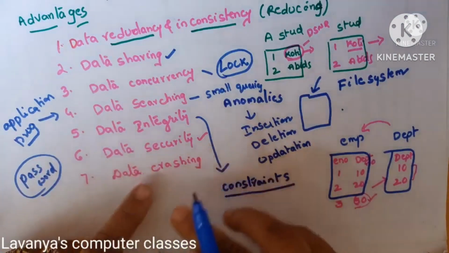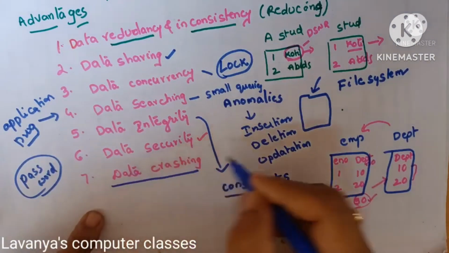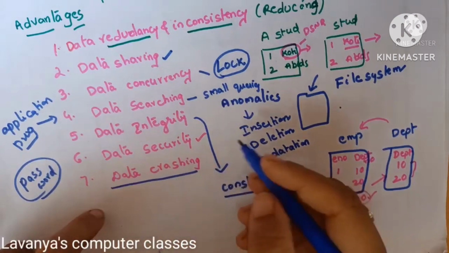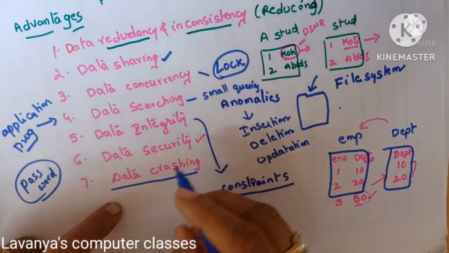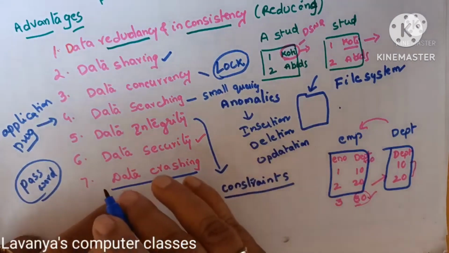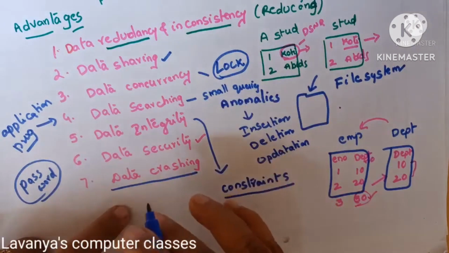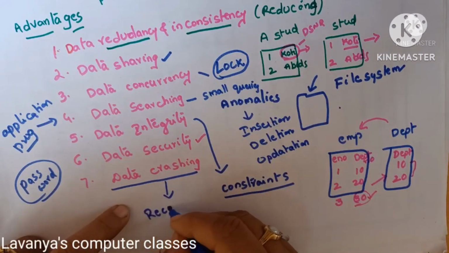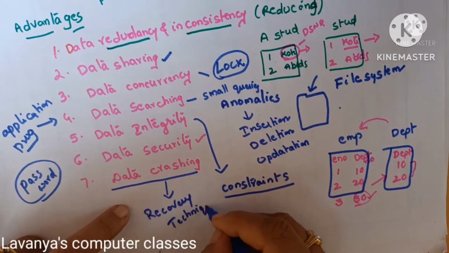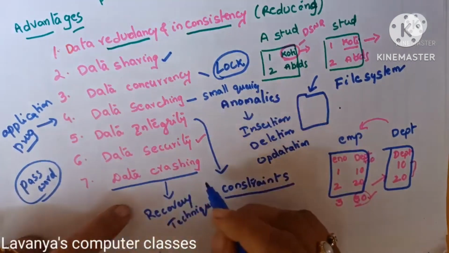So, improving data security. And the last one is data crashing. Whenever any problem occurs, either virus problems or whatever it is, the system will crash. If the system crashes, the entire data is lost. Recovery is very difficult in a file processing system. But in DBMS, we have many recovery techniques available. Using the recovery techniques, we can easily get the information back.